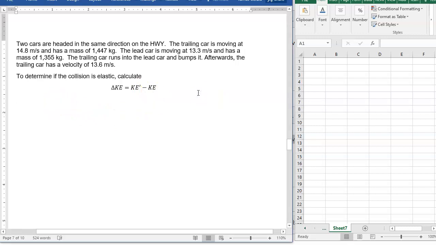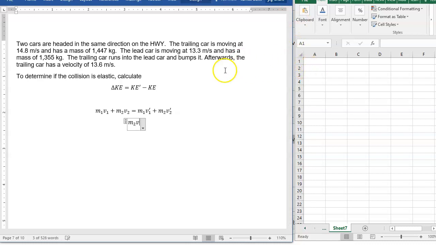So let's start with momentum. The momentum before the collision is m1 v1 plus m2 v2. Not a problem there. The momentum after the collision is m1 v1 prime plus m2 v2 prime. And the only thing we don't know here is v2 prime, so I'm going to solve for v2 prime.